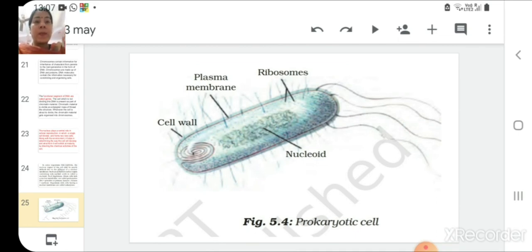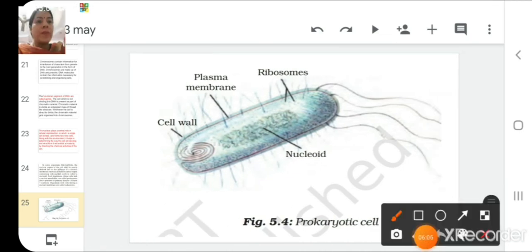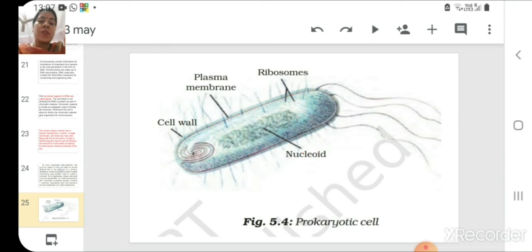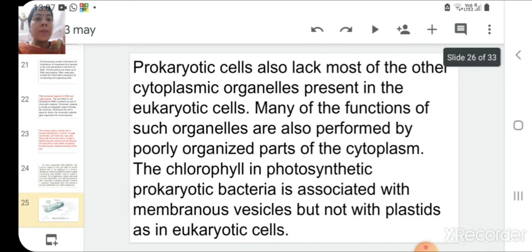And then you can see plasma membrane is also there, and cell wall is also present in these bacteria. And then you can see big flagellas and cilias around the body of this bacterium. These are the flagellas, and these are small hair-like projections which are known as cilias. So this is the structure of prokaryotic cell. Children, you need to draw this diagram into whatever book in which you are maintaining your record. You need to draw this diagram there.